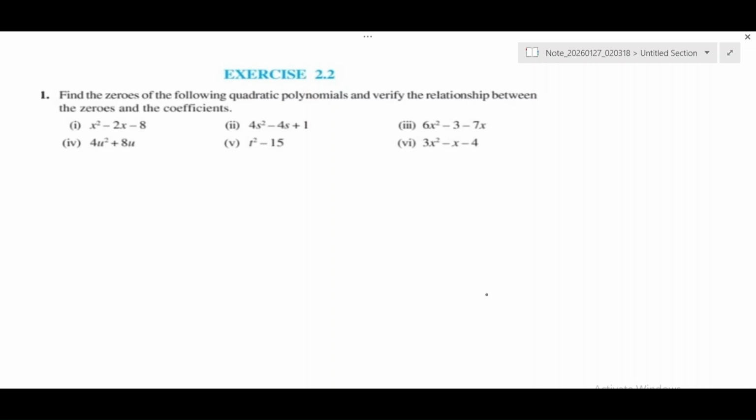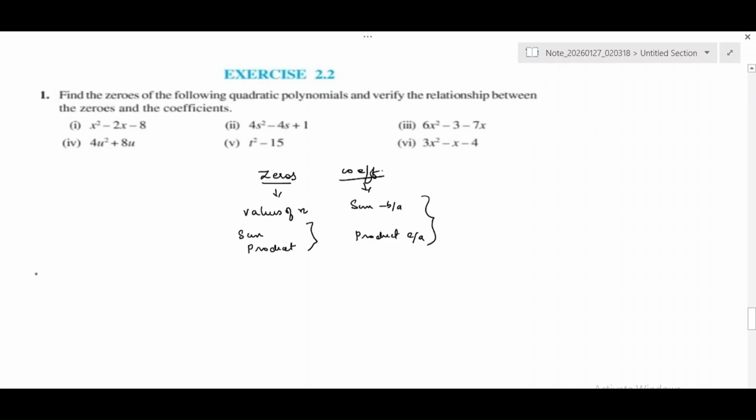Find the number of zeros of the following quadratic polynomials and verify the relationship between the zeros and the coefficients. So we have to verify the relationship between the zeros and coefficients. I'll tell you just for zeros, we have to find the values of x. First point, values of x, and then with that we have to find the sum and product. And for coefficients, we know sum is minus b by a, product is c by a, and then we have to prove that these two are same.